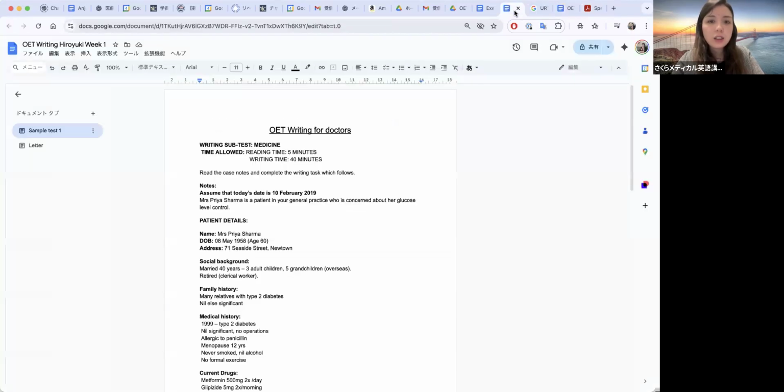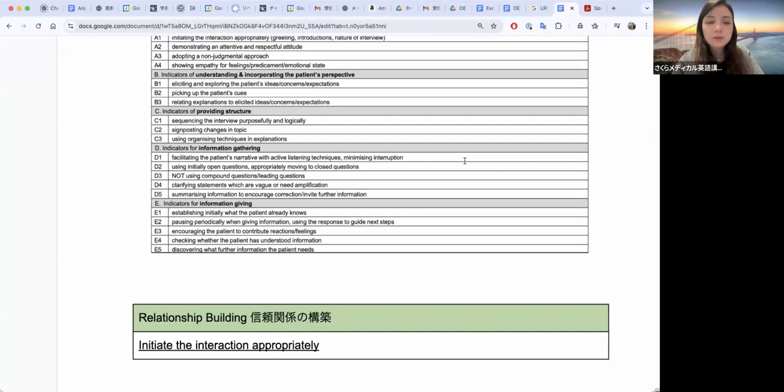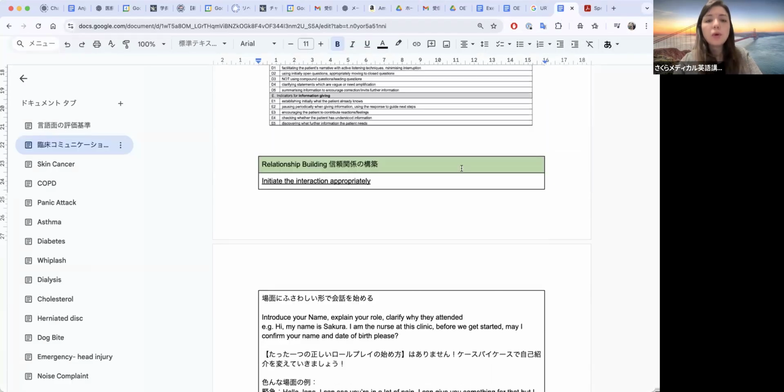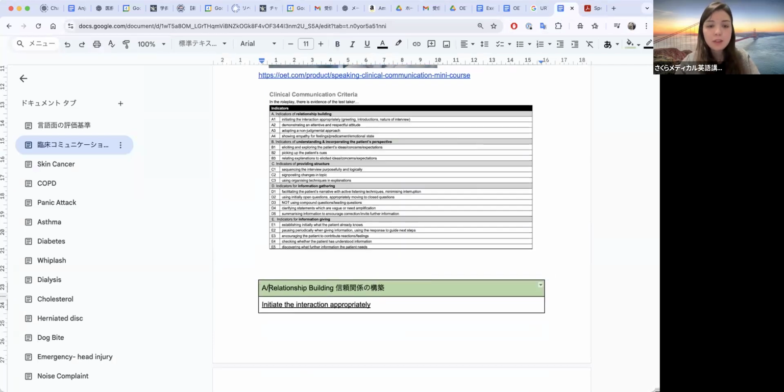Now, let's have a look to see what each of those mean. Now, here it is. So relationship building. Here I'm explaining a little bit more in detail. So that is relationship building is A.